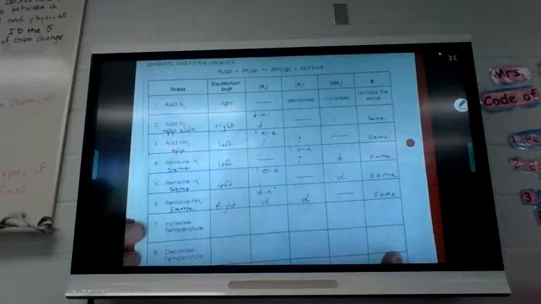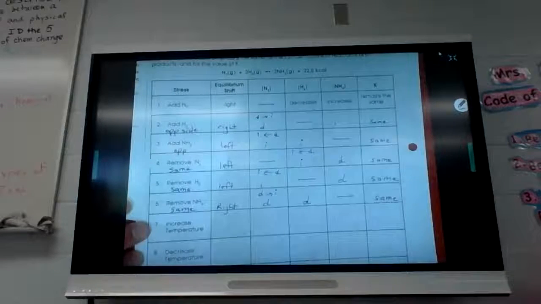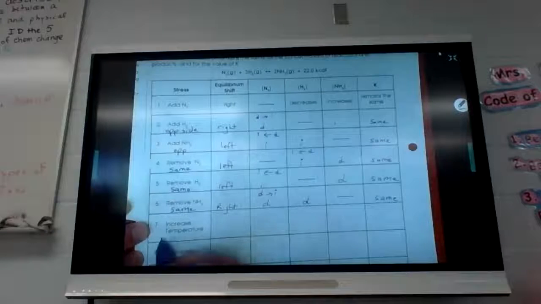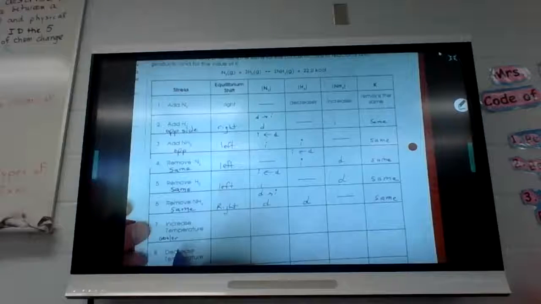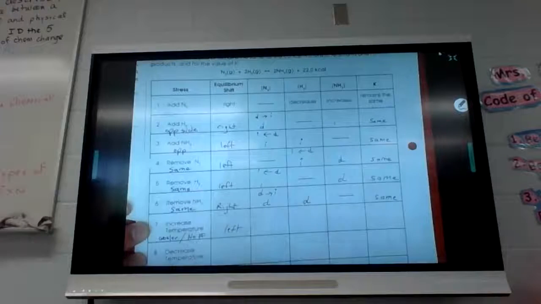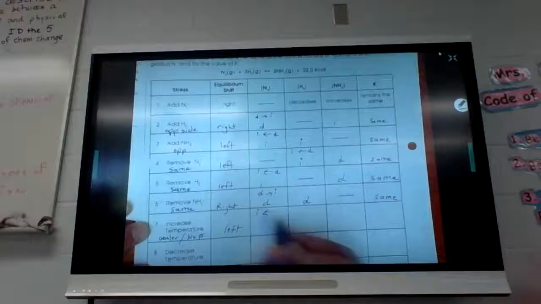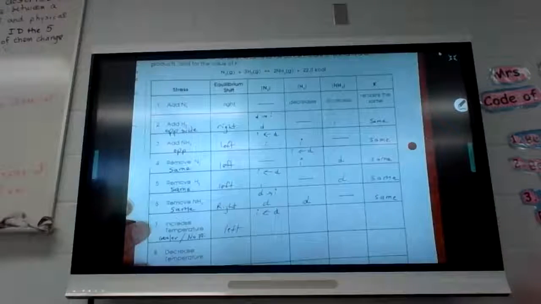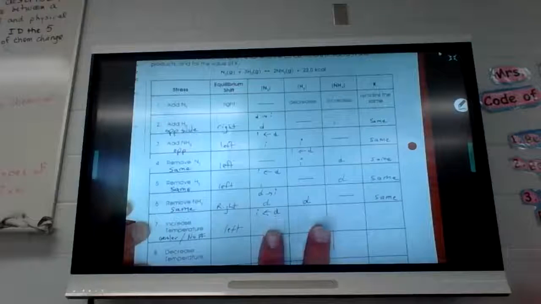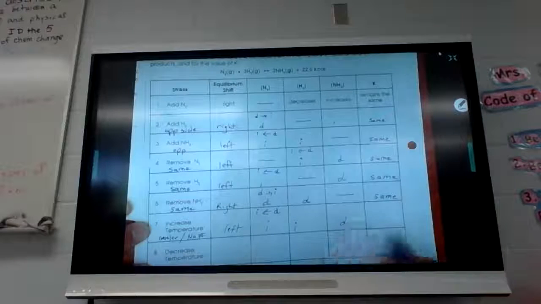Now, for temperature, we got to look at the number. If we increase temperature, what happens? It'll move to the cooler side. The cooler side is the one without the number. So which one does not have the number? So it's going to the left. No number is the one that's the cooler side. If it goes left, that means whatever's on the left will increase and whatever's on the right will decrease. These two things are on the left, so they will increase, and this will decrease.